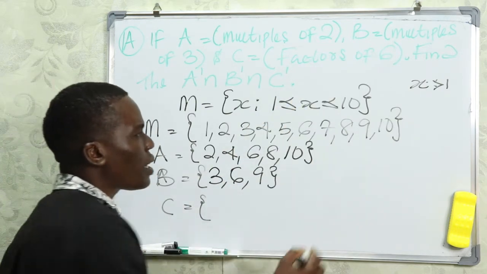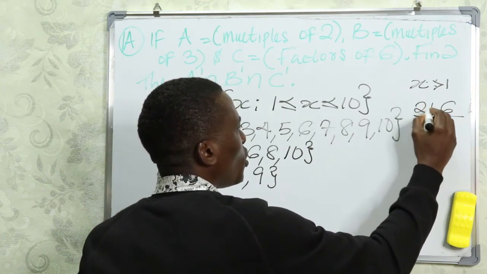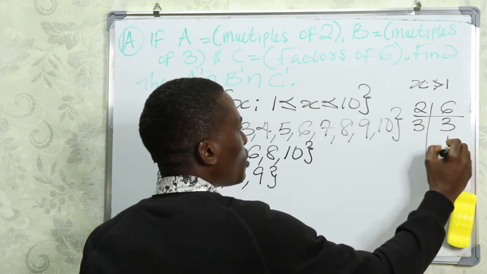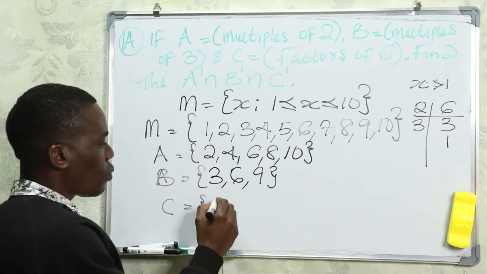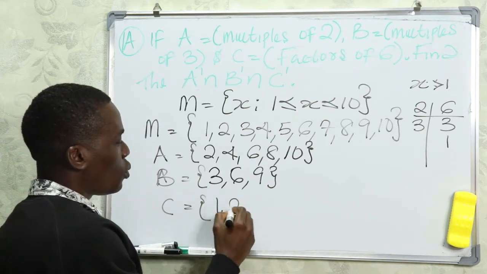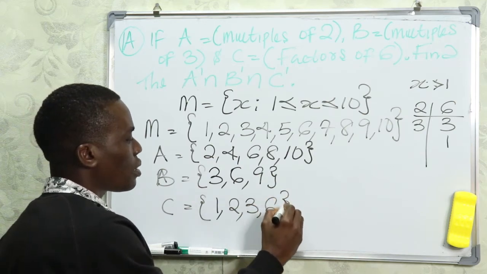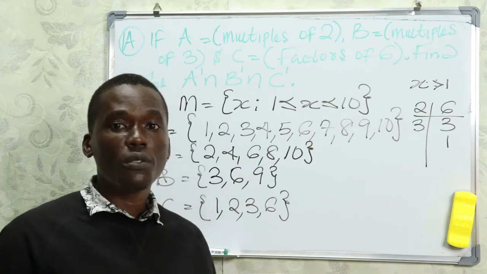Now the next value we are going to look for is the factors of 6. Let's find the factors of 6. 2 will divide 6 to give us 3, and 3 will go here to give us 1. So you see now that the factors of 6 can be 1, 2, 3, and 6 itself. Those are the factors of 6.